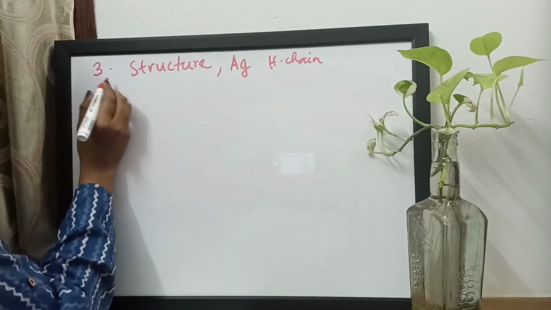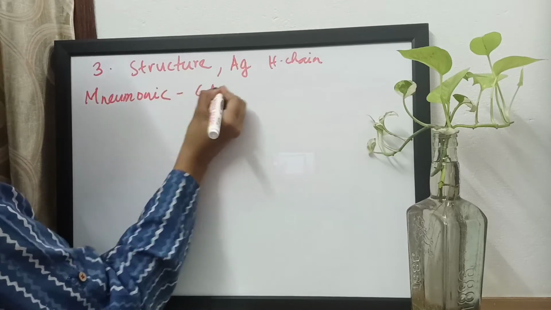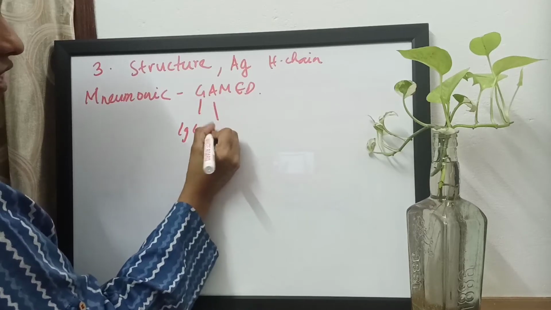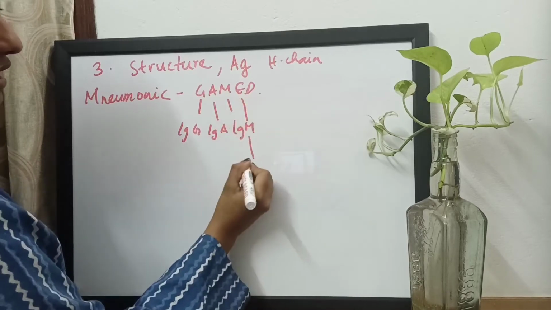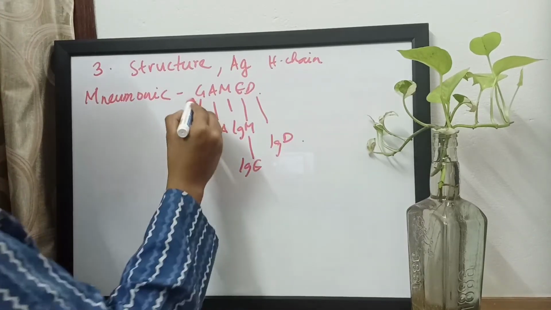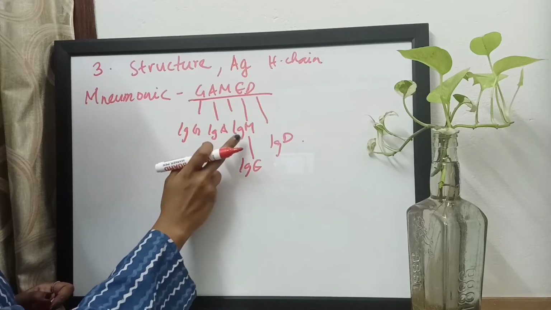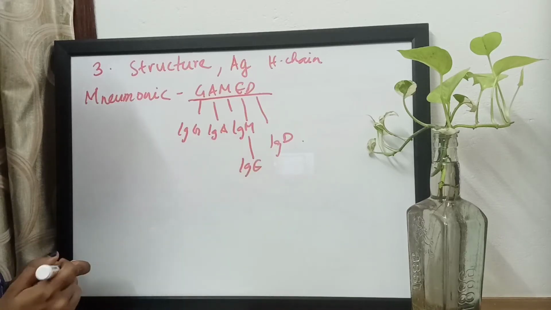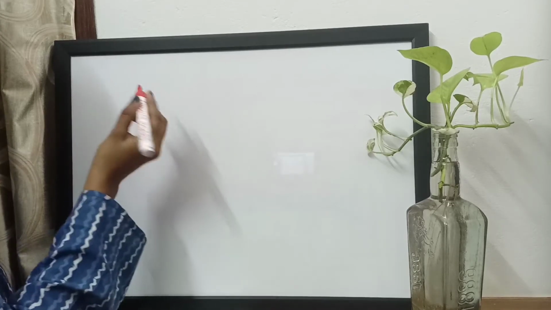So for the classification, before that I'll tell you about the mnemonic used here. It is GAMED. G stands for immunoglobulin G, A stands for immunoglobulin A, M stands for immunoglobulin M, E stands for immunoglobulin E, and D stands for immunoglobulin D. So this is very important. Remember the mnemonic GAMED. There are 5 antibody isotypes of immunoglobulin, that is IgG, IgA, IgM, IgE, IgD. So we'll be discussing based on this order from IgG to IgD. So we have completed the first 3 important points, that is the definition, the structure and the classification. Now we're going to look into the subtypes.